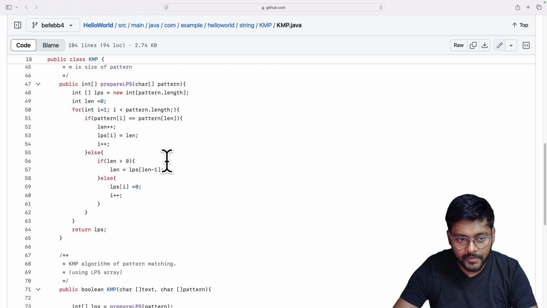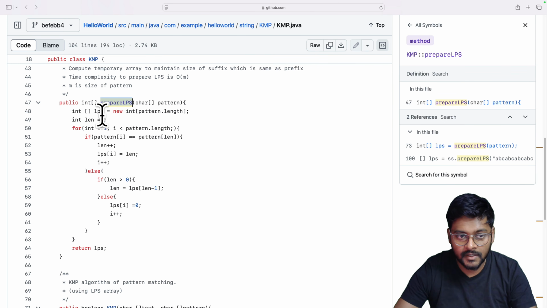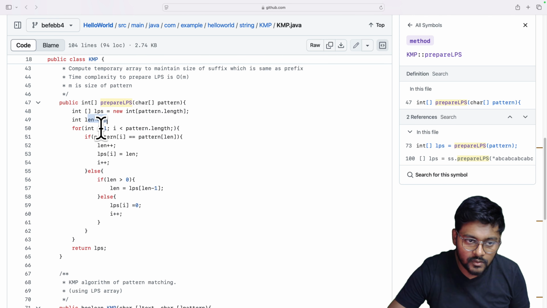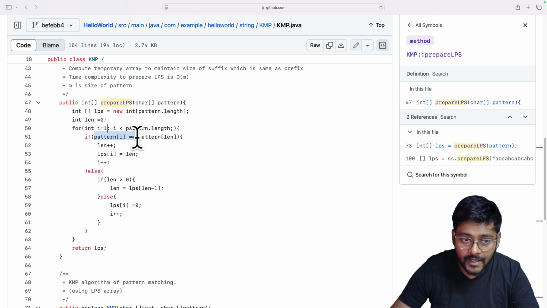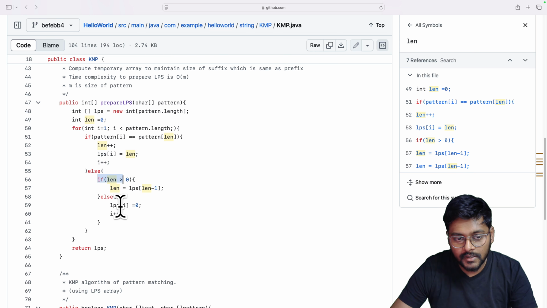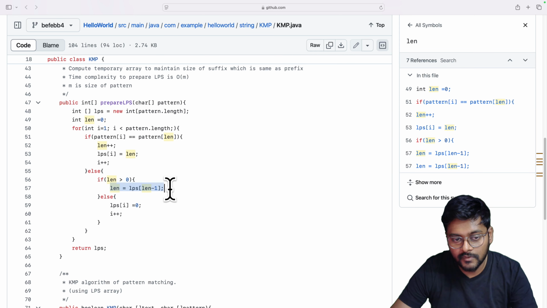Now let's come to the KMP algorithm, for which the first step is to prepare the LPS array and then use the LPS array. The LPS array is definitely going to be the same size as the pattern. Length is 0 and i is equal to 1. So this is our initializing state. Length should be 0, i equal to 1, and LPS[0] is already 0. If pattern[i] is equal to pattern[length], increment the length, update the length into LPS[i], and then increment i if they are the same. If they are not the same, then update the length pointer to LPS[length - 1].